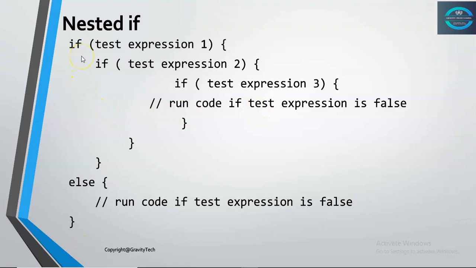You can see the syntax of nested if here. If test expression 1 is true, then go inside, and then if test expression 2 is also true, then go inside. If test expression 3 is also true, then go inside. So this particular code will be executed only when expression 1, expression 2 and expression 3, all 3 are true. And if that doesn't happen, there is the else part. We'll actually see that in the code. But remember, this is what the syntax is.